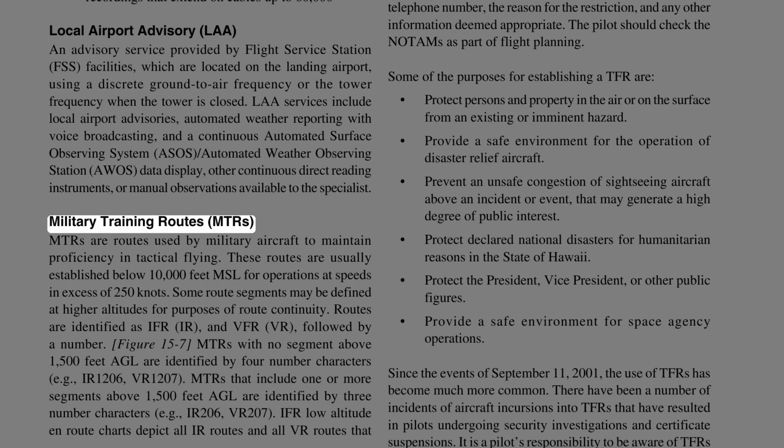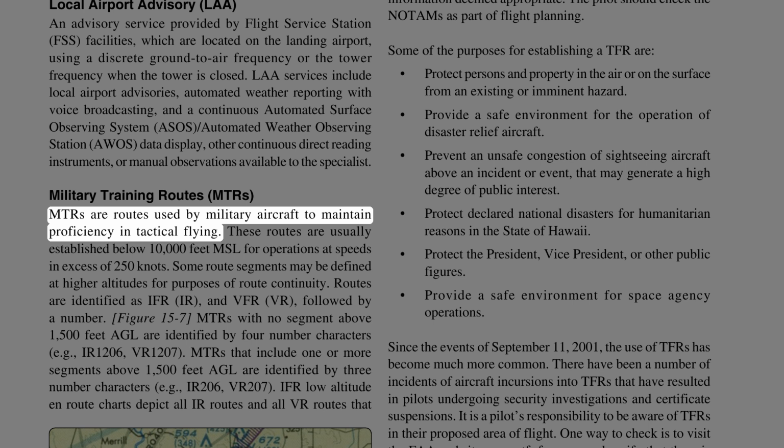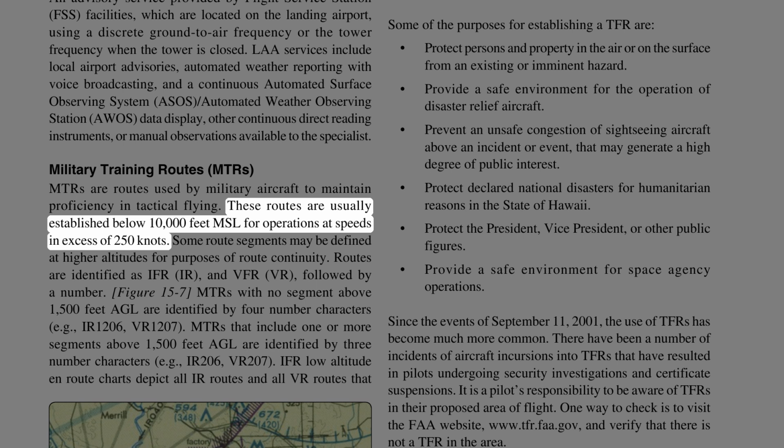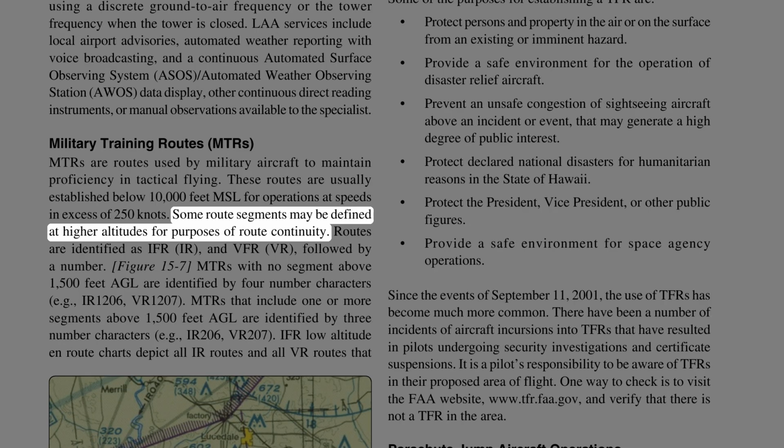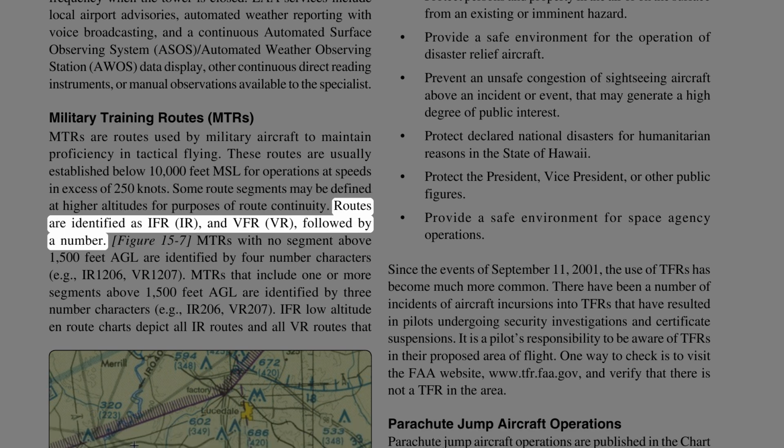Military Training Routes, MTRs. MTRs are routes used by military aircraft to maintain proficiency in tactical flying. These routes are usually established below 10,000 feet MSL for operations at speeds in excess of 250 knots. Some route segments may be defined at higher altitudes for purposes of route continuity. Routes are identified as IFR, IR, and VFR, VR, followed by a number.